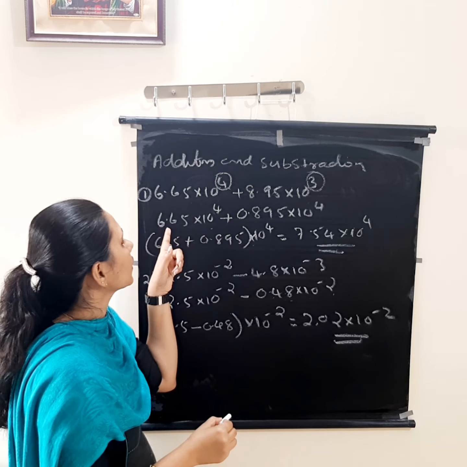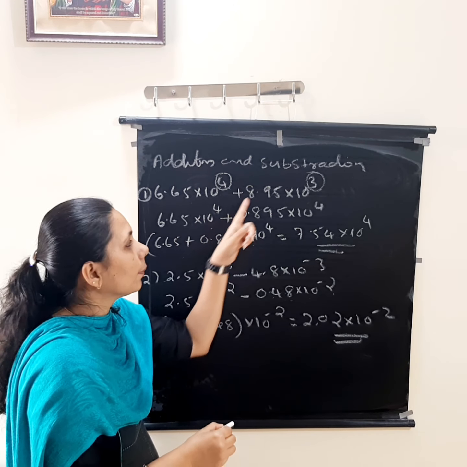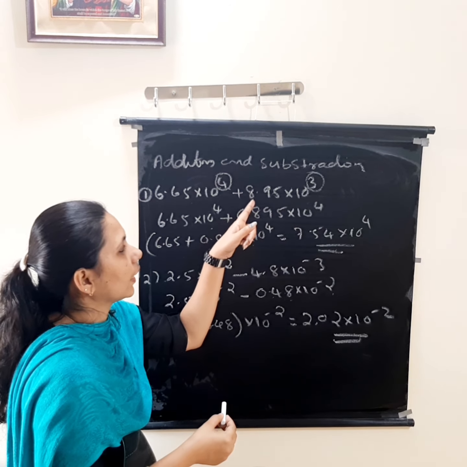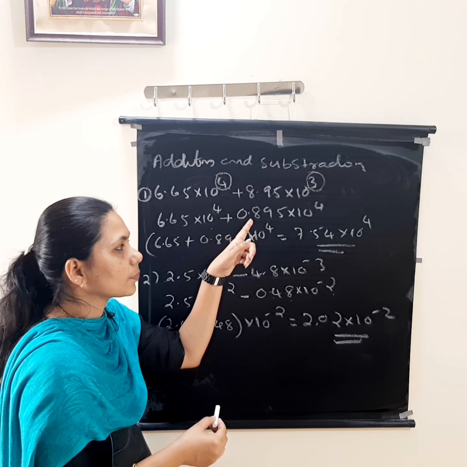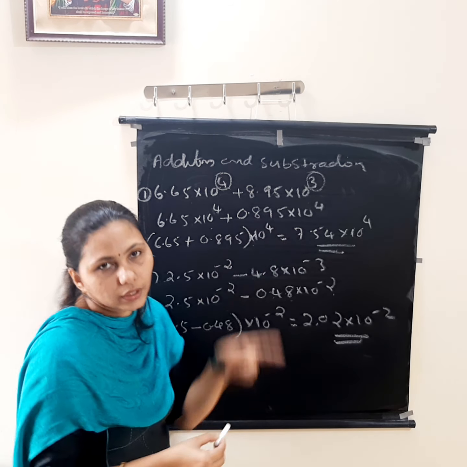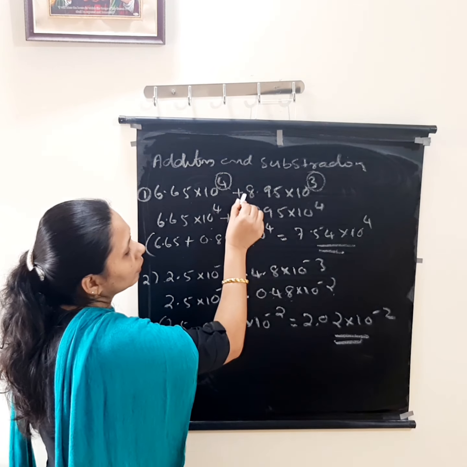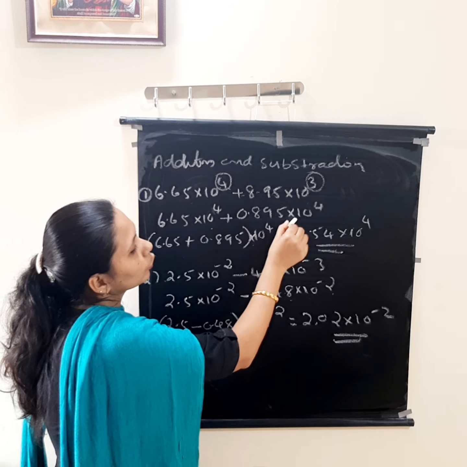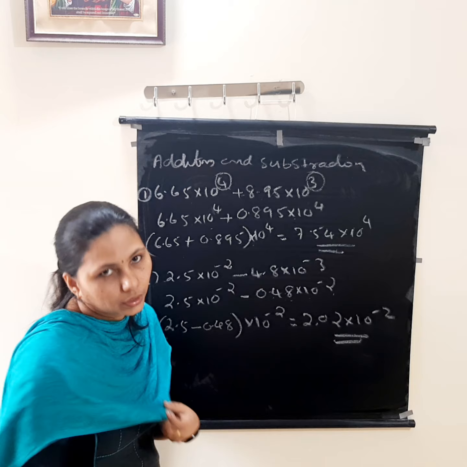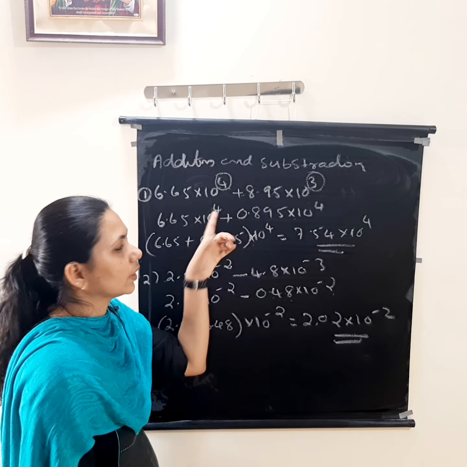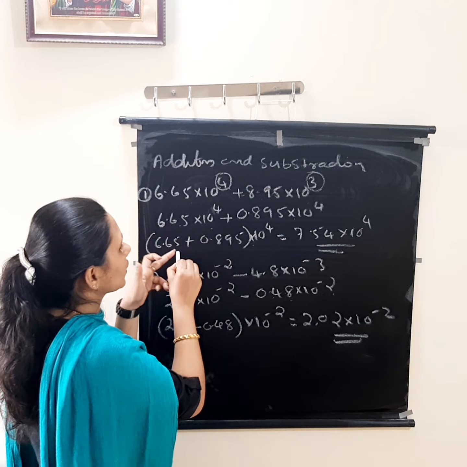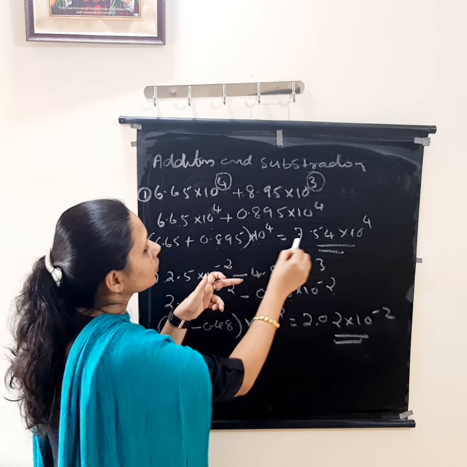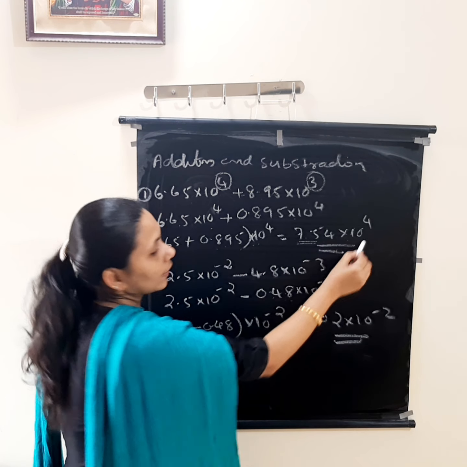So first, 6.65 into 10 raised to 4. But this number also, we have to convert the exponent 3 into 4. So how can we write 8.95 into 10 raised to 3? Can I write it as 0.895 into 10 raised to 4? Right, because we are moving the decimal point one digit to this side, so we have to multiply by the higher exponent. Then only we will get 8.95. So I made these two exponents equal. Then 6.65 plus 0.895 into the common exponent term. So we will get, after solving, 7.54 into 10 raised to 4.